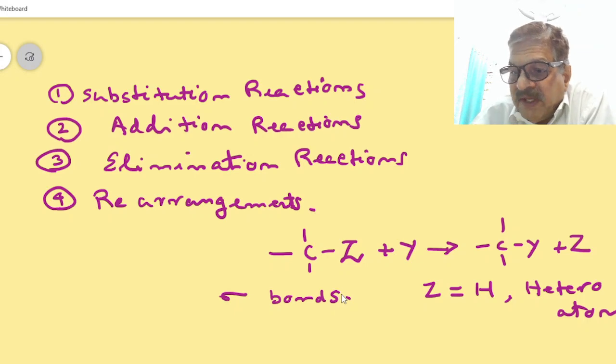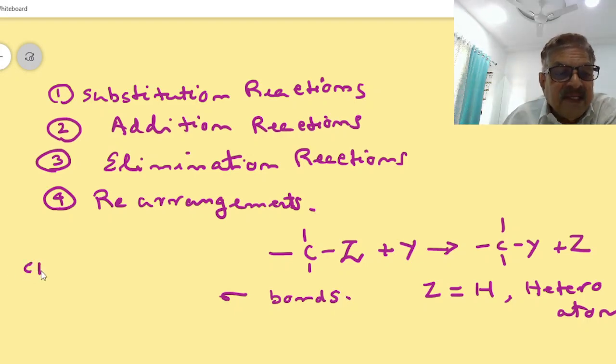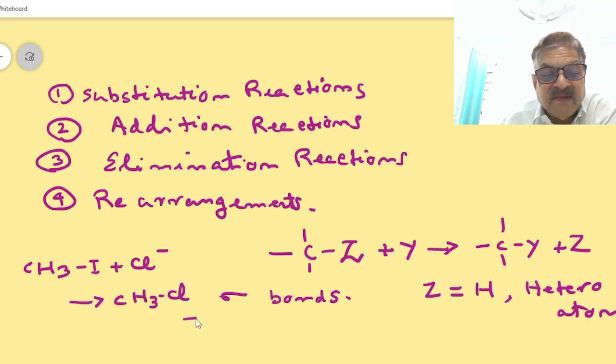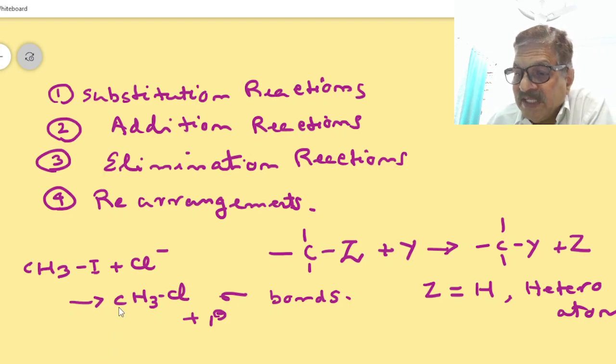Now, an example. You can write CH3I, methyl iodide. This is reacting with a chloride anion. Now what will happen? This CH3 gives CH3Cl plus iodide. This is the way the substitution takes place, that is, iodine is replaced by chlorine.